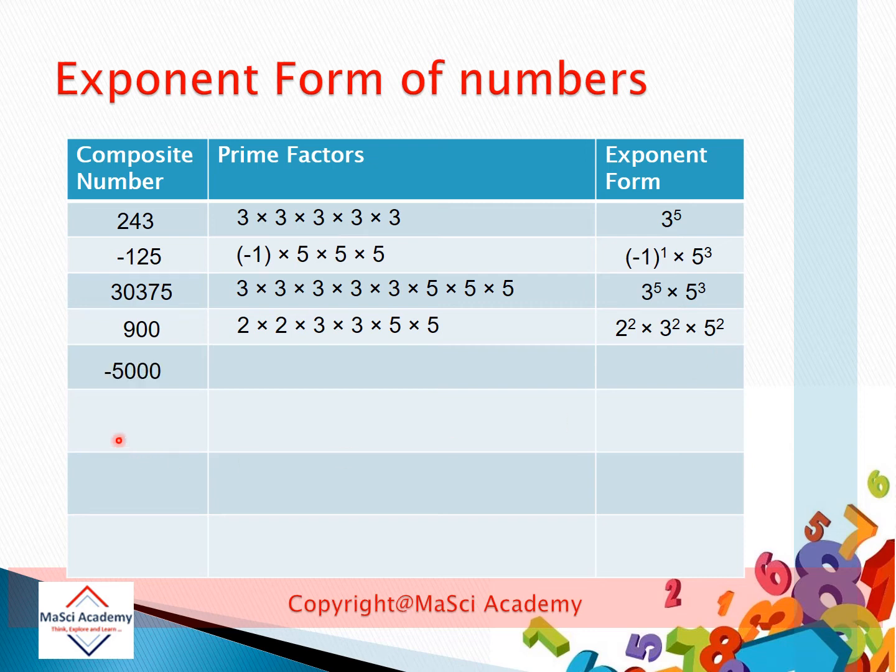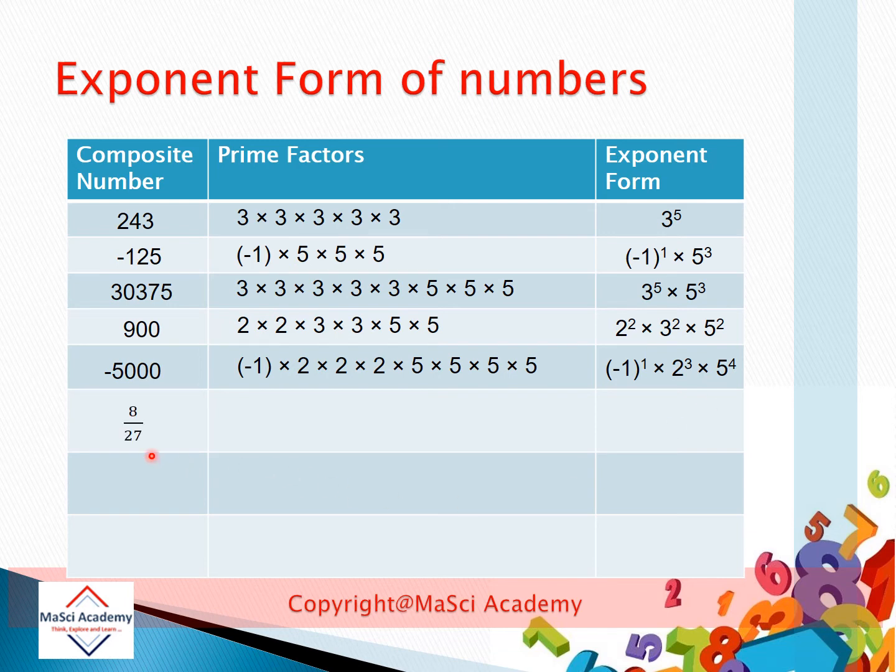Next one is minus 5000. The prime factors are minus 1 into 2 multiplied 3 times and then 5 multiplied 4 times. So the exponent form becomes minus 1 to the power 1 multiplied by 2 cube multiplied by 5 to the power 4.